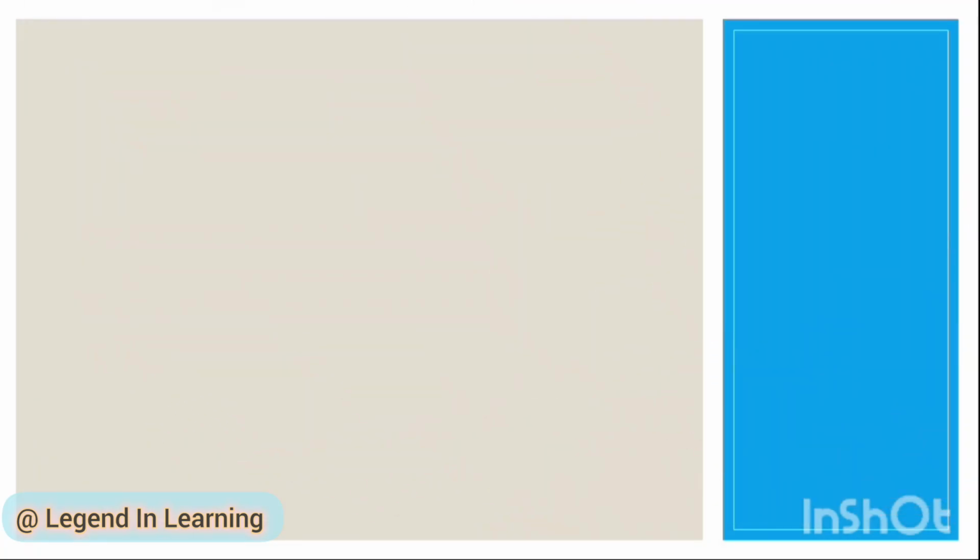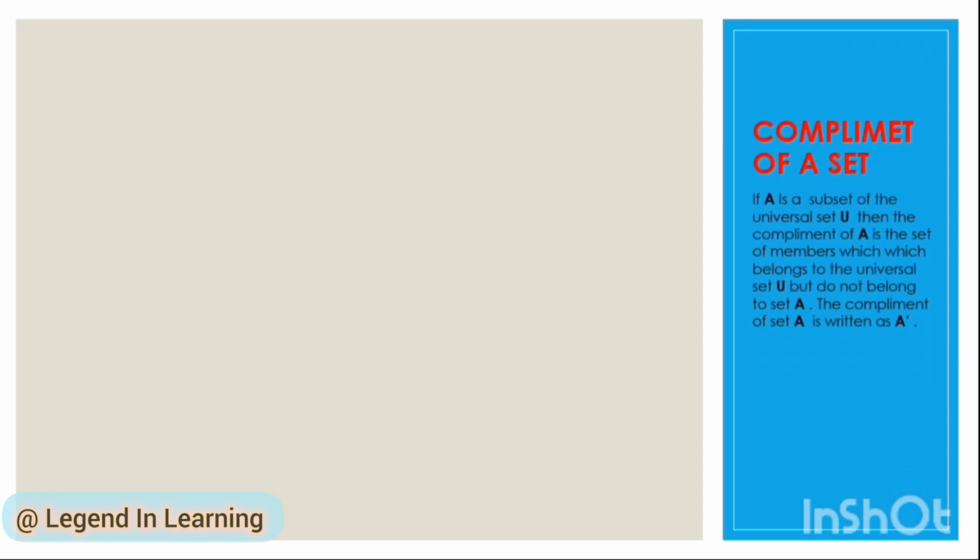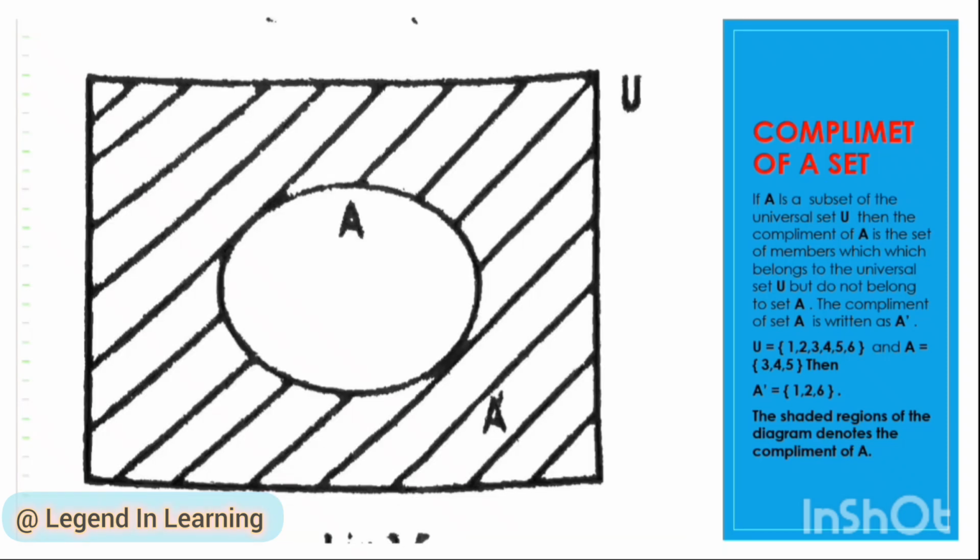Okay guys, so we just looked at example 2.20. We'll continue with complements of a set. This is another set concept we are coming to look at, the complement of a set. A complement of a set is a subset of the universal set U, and the complement of A is the set of the members which belong to the universal set but do not belong to set A.